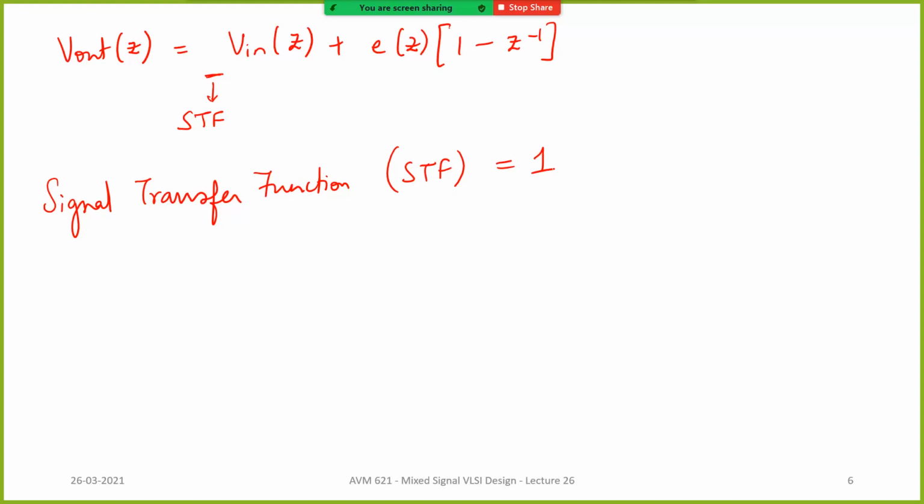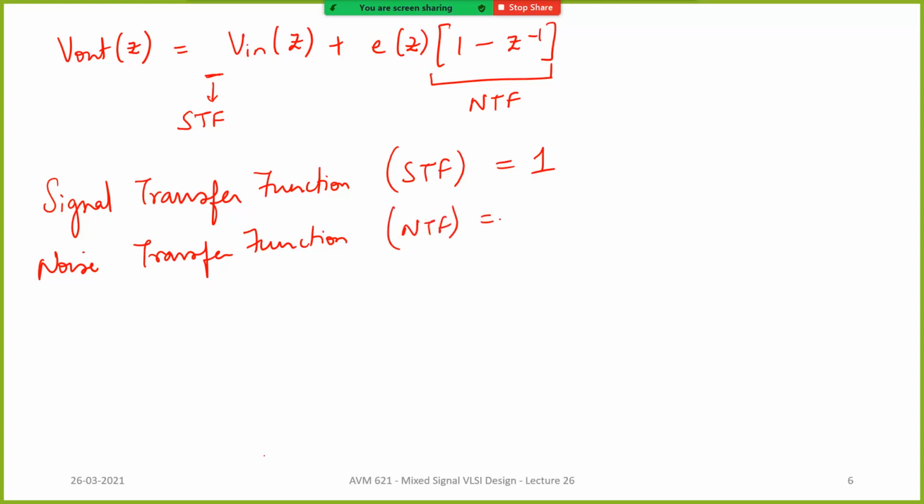Whereas what is the noise transfer function? NTF, what is that NTF here? 1 minus Z inverse. So you can see that the quantization noise or the quantization noise power error is having a certain transfer function from the error to the output. Okay, so I'll just pause here so that you kind of understand or grasp what is happening here.